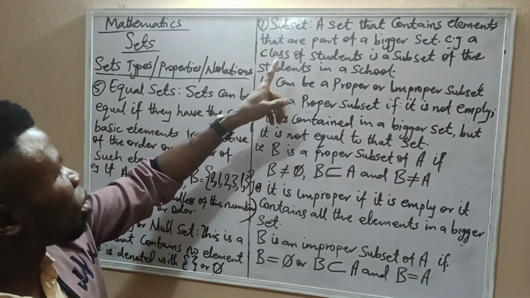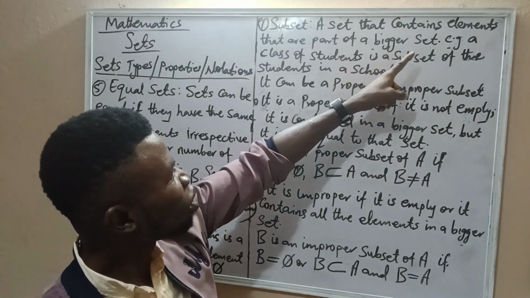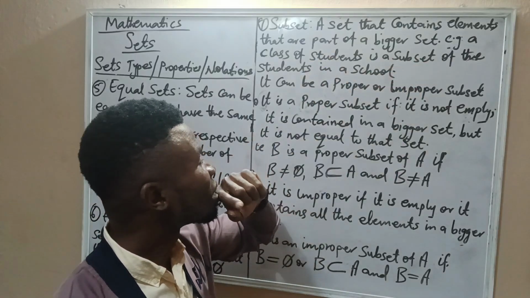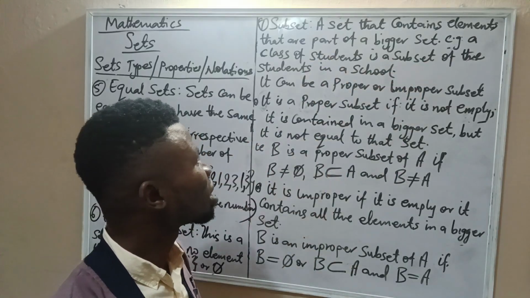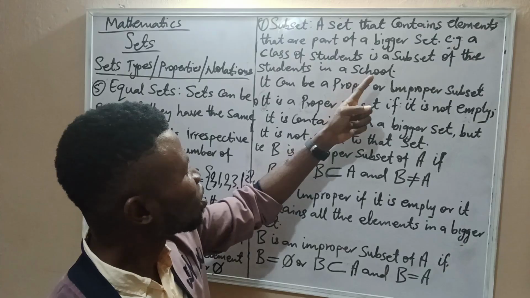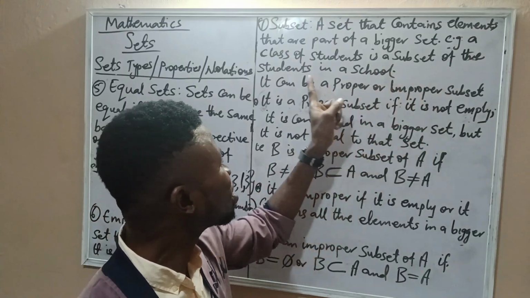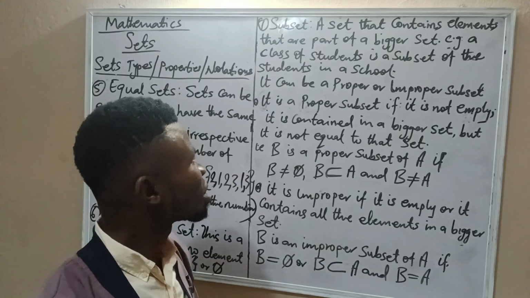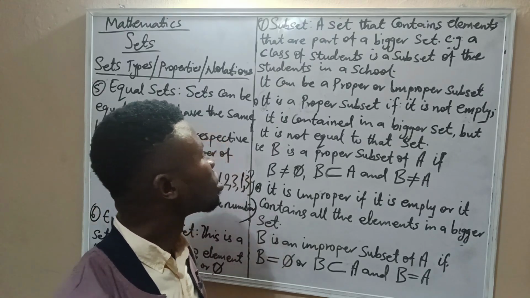Now another one is subset. A set that contains elements that are part of a bigger set is called a subset of another set. Example, a class of students is a subset of the students in a school. Of course, you know a class in a school is just a subset of the whole students.